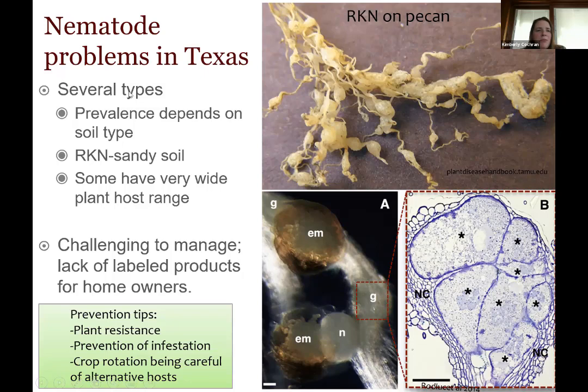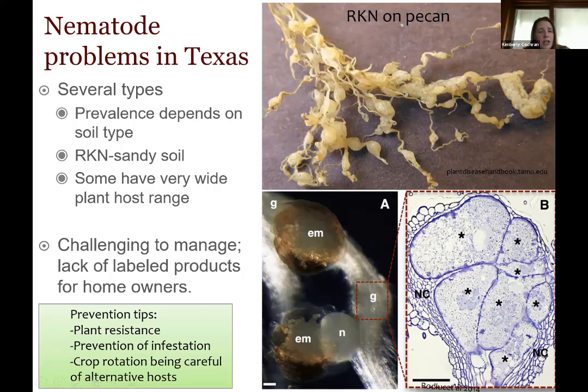But root knot nematode is not the only type of nematode that we have in Texas. It's the most visibly recognizable, but there are others like the sting nematode or the cyst nematode that are also pretty common. Prevalence depends on your soil type. Generally, root knot nematode likes sandy soil, though it can survive in some other soil types as well, and the same for the other nematodes. Some of these nematodes do have a very wide host range, though, like root knot nematode can infect many different garden plants, as well as commercial plants and woody plants like pecan in this photo.